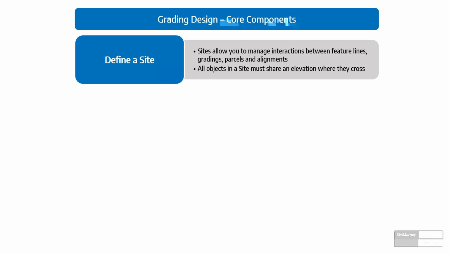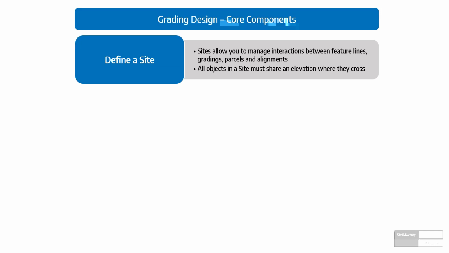To do that, you actually need to go through 4 key steps. And the first thing is to define a site. So Civil 3D has an area called sites, and you can make as many as you like. But when you put feature lines, grading objects, parcels, alignments in a site, they interact with each other.